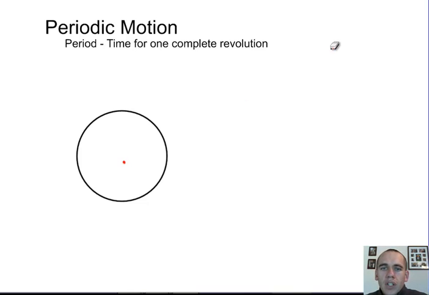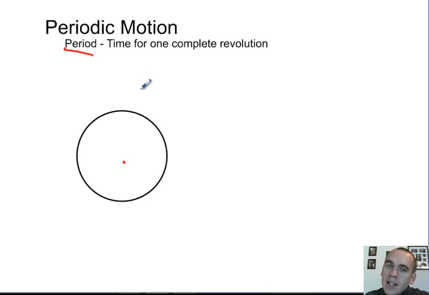A lot of times when we're dealing with circular motion, we actually have another thing going on as well. It's called periodic motion. Now, periodic motion just means the motion repeats. So when we have something that happens over and over again, like going in a circle, we have periodic motion. And period is the amount of time required for one complete revolution.